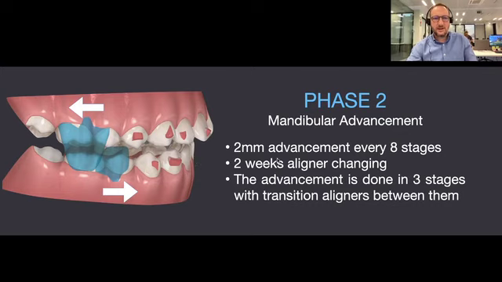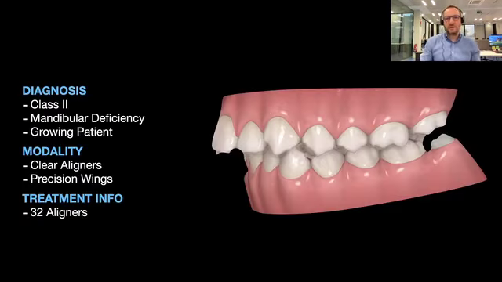As soon as we are stimulating, we are going to stimulate 2 millimeter advancement every 8 stages. So after 8 aligners, this ramp is going to move slightly forward and then stimulate the position even more forward. And patients need to change aligners every 2 weeks, ideally. So we do this in 3 stages of 8 stages. So 8 aligners, then the precision wing moves forward, and then 8 more aligners, and then it moves forward again. So we have 3 stages, and at the end we can improve a lot.